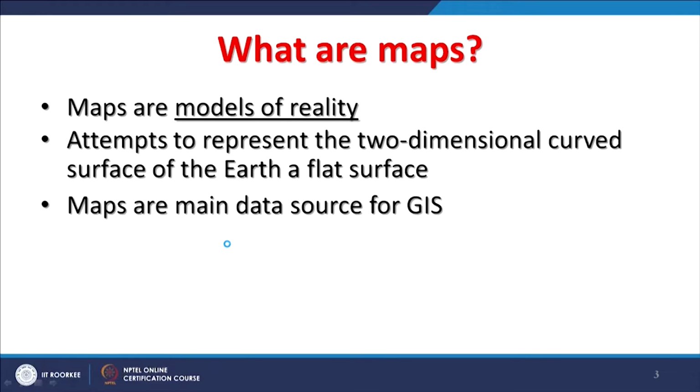the earth as a flat surface. Maps are the main data source for GIS, because in GIS we mainly handle different layers, and these layers are digital maps or in digital formats.